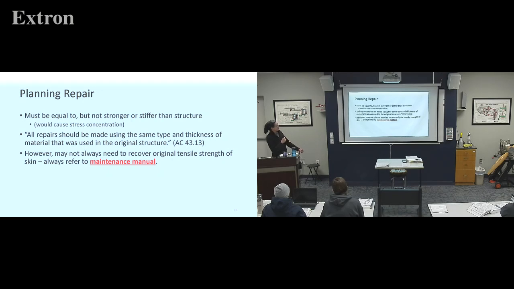All repairs should be made using the same type and thickness of material that was on the original structure. However, you may not always need to recover the original tensile strength of the skin. So your rivet pattern might be a little different. Always refer to the maintenance manual, because to put a patch in, you might need more rivets than what was originally there. The maintenance manual will direct you for that.